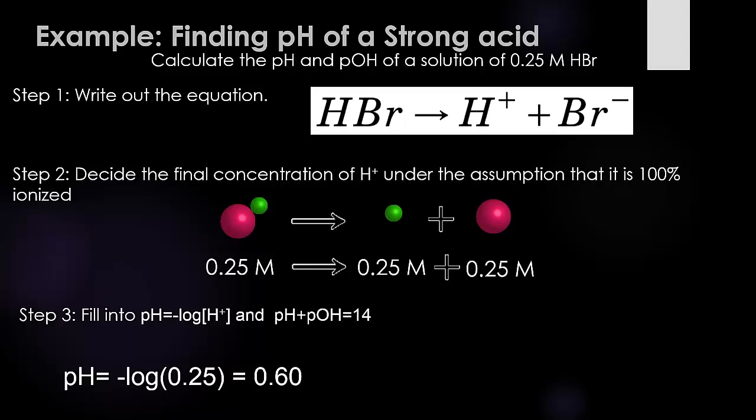Since I also asked you to calculate pOH as well, we need to subtract pH from 14 to get pOH. We know this because, as we learned in the previous video, pH plus pOH is equal to 14, leaving us with a pOH of 13.4.